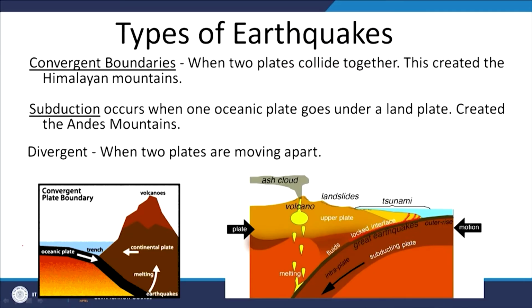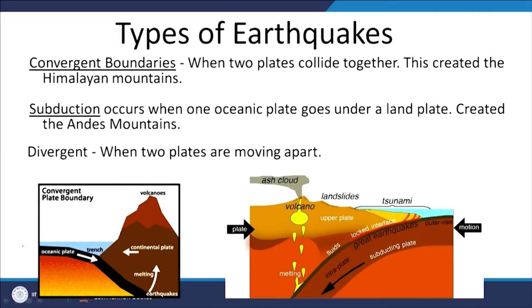And for this earthquake hazard, we have three physical processes that can trigger it. One is convergent boundaries. Okay, when two plates collide together, this created the Himalayan mountains. So one way an earthquake can happen is when two plates are colliding with each other.